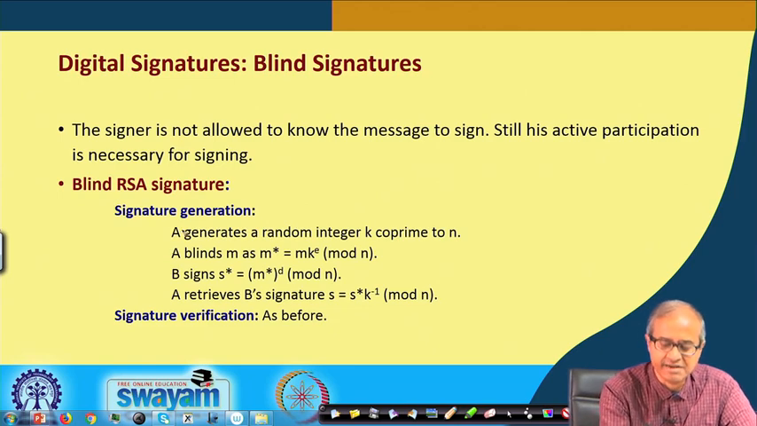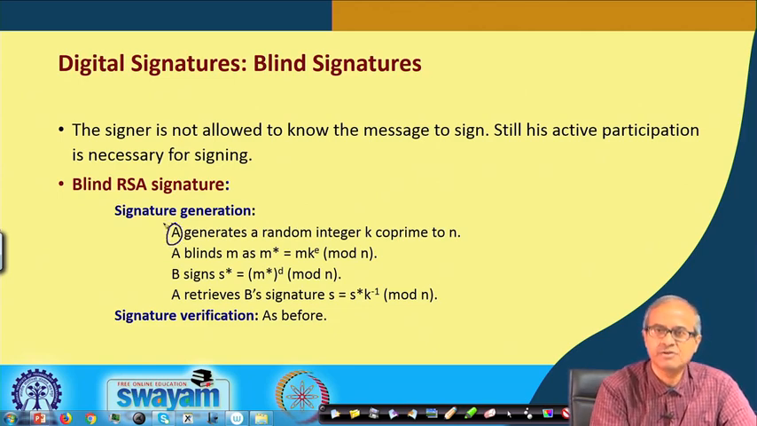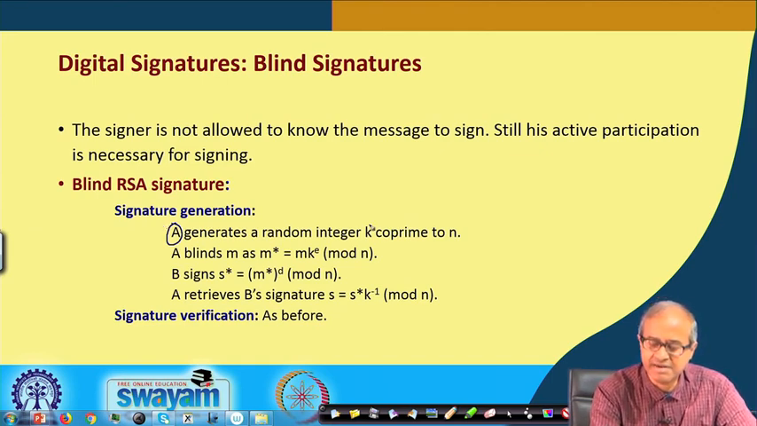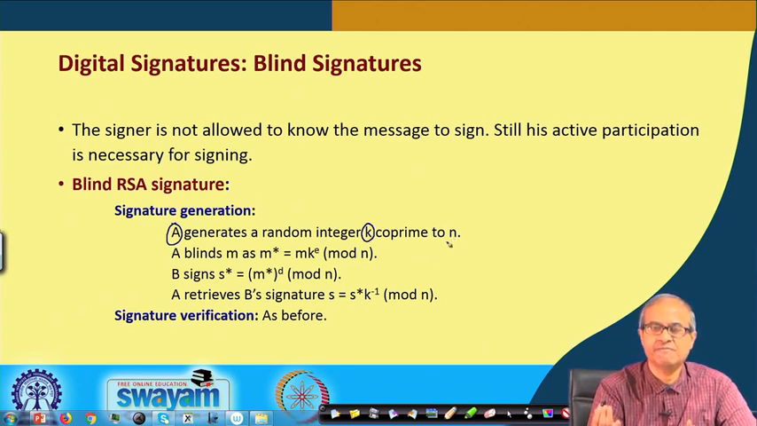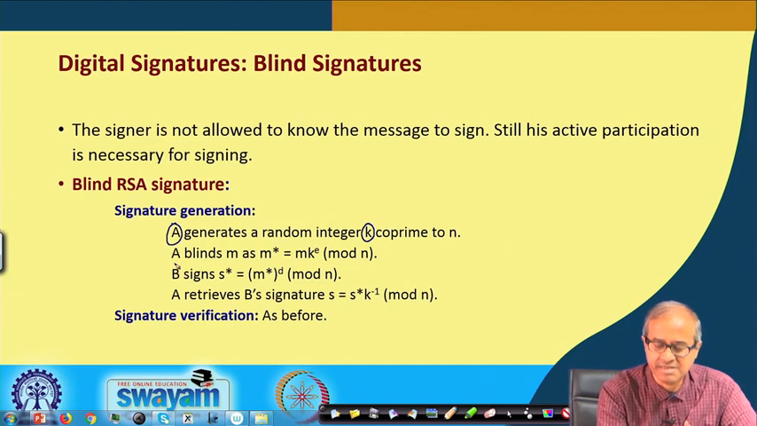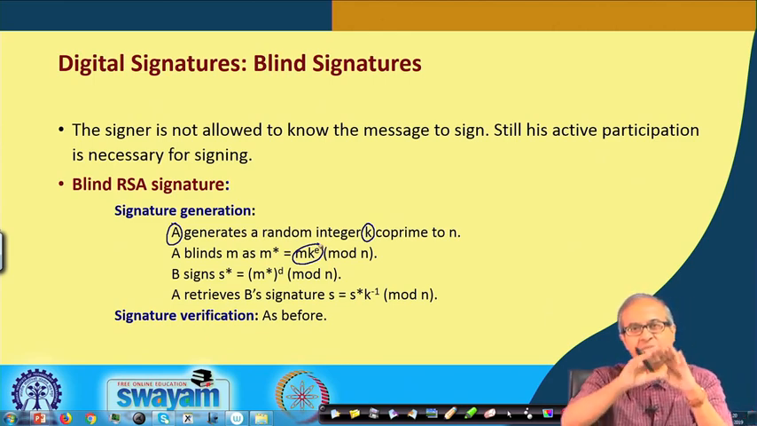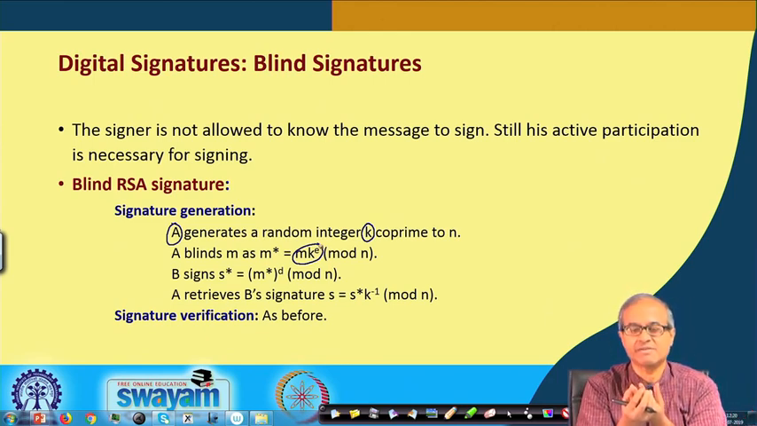the sender, suppose A is the sender. A is the person who is trying to send the message. So, what will A do? A will generate a random number k, which is co-prime to that n of, let us say RSA. Here the example I have taken is for RSA, that product of the two prime numbers, n. So, before the signature process is done, A multiplies the message m with k to the power e, so that the original message automatically becomes garbled.